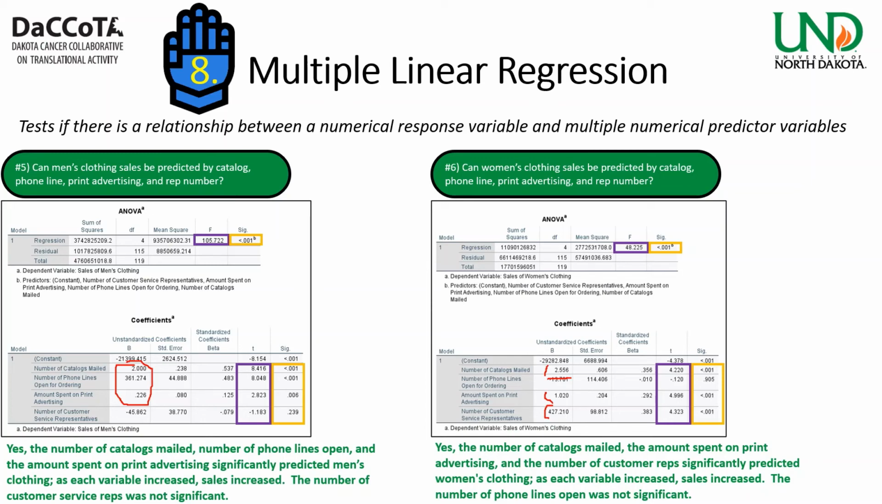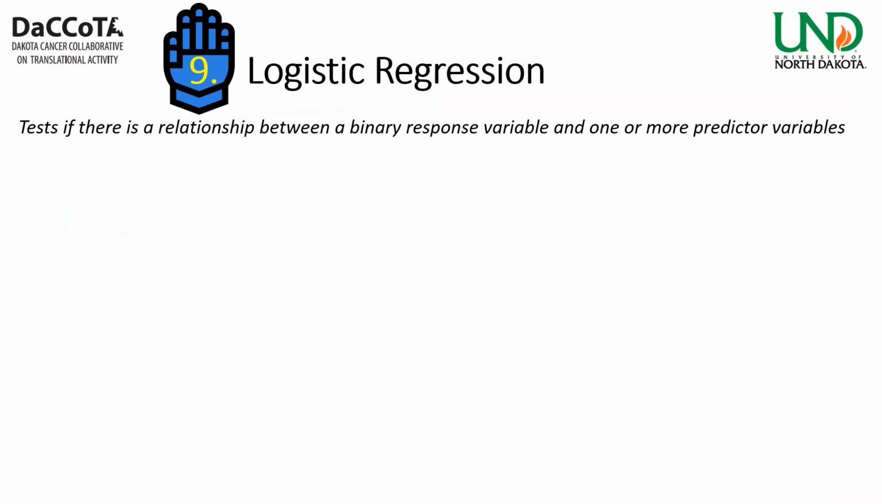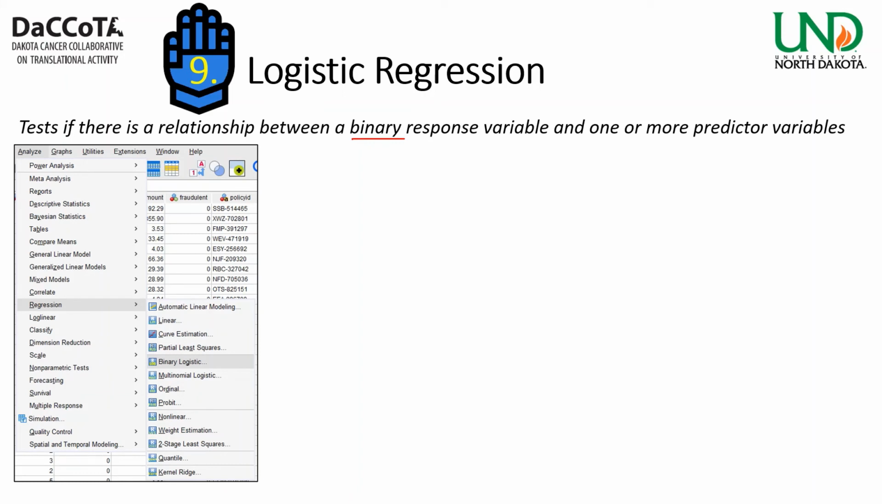Okay, last on our list here is logistic regression. Like other regression tests, it tests if there's a relation between a response variable and other predictor variables, but in this case, our response variable is not numerical in the classical sense, but is binary. So there's two options: 1 or 0, yes, no, dead, alive, etc. And you can do one or more predictor variables, almost like simple or multiple linear logistic regression.